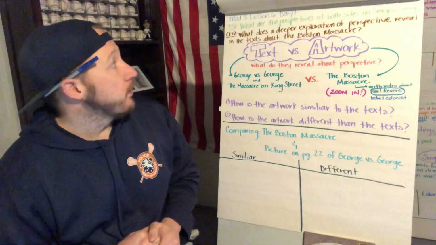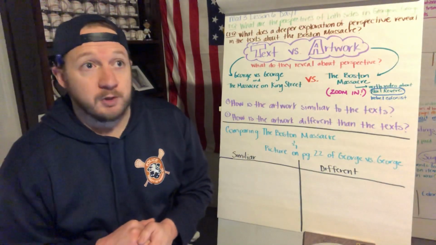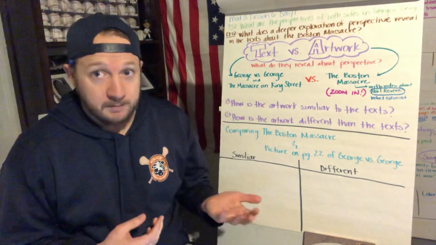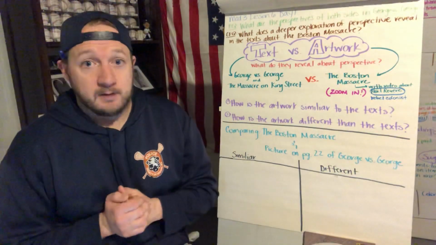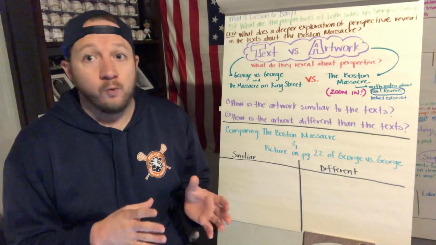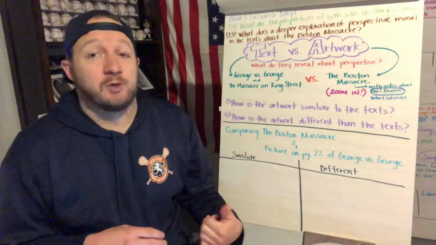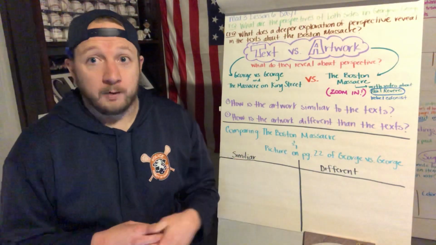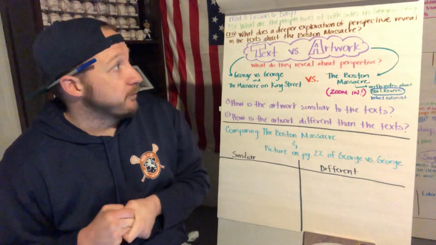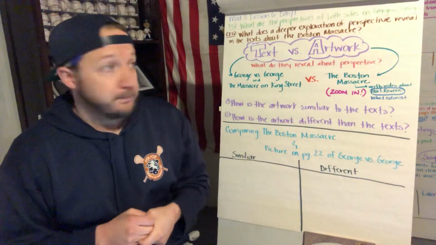Okay? So our focus question still remains, what are the perspectives of both sides in George versus George? And of course we are seeing that there is a British perspective, there is a colonist perspective, and that's going to be true throughout the entire unit. And you're going to see a little bit more of one perspective today as you take a little bit of a deeper dive into the artwork by Paul Revere, okay? And the question is, what does a deeper exploration of perspective reveal in the texts The Boston Massacre, okay?